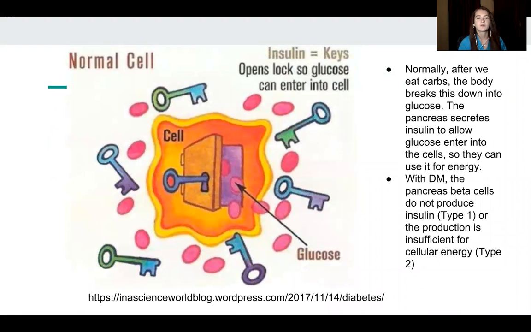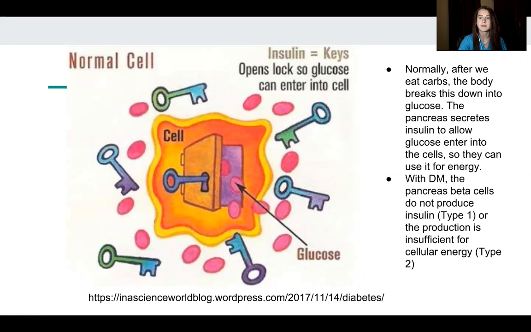So this is what happens with diabetes. It's often referred to as a lock and a key. Insulin is the key that opens the lock of the cell so that the glucose can get into the cell in order to use it for energy. Normally, after we eat carbs, the body breaks them down into glucose, which the cells can use for energy. The pancreas secretes insulin to allow this glucose to get into the cells. Without the insulin, the sugar does not get broken down properly, and so this glucose is just hanging out in the bloodstream and cannot get into the cell.